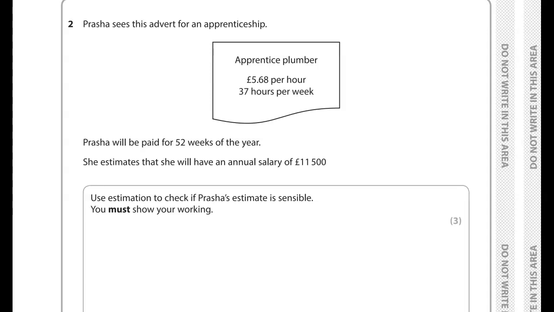Since we're going to estimate, that means we're going to need to round these numbers first before we work with them. So it's £5.68 per hour. We can round that to £6. And the 37 hours, we could round that to 40 hours. 52 weeks of the year, that's about 50.